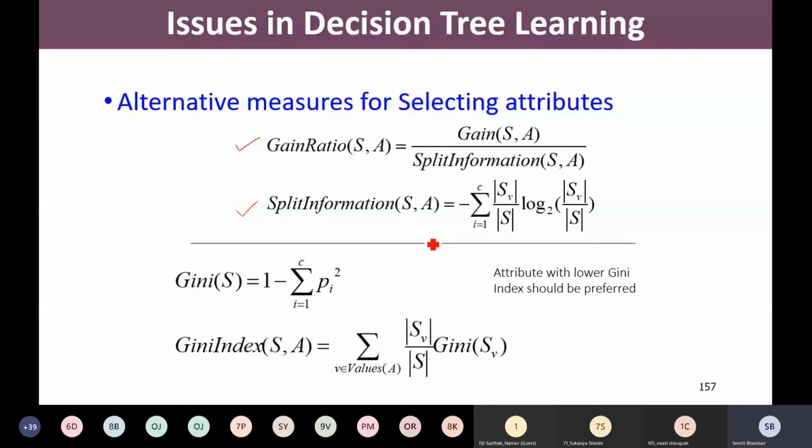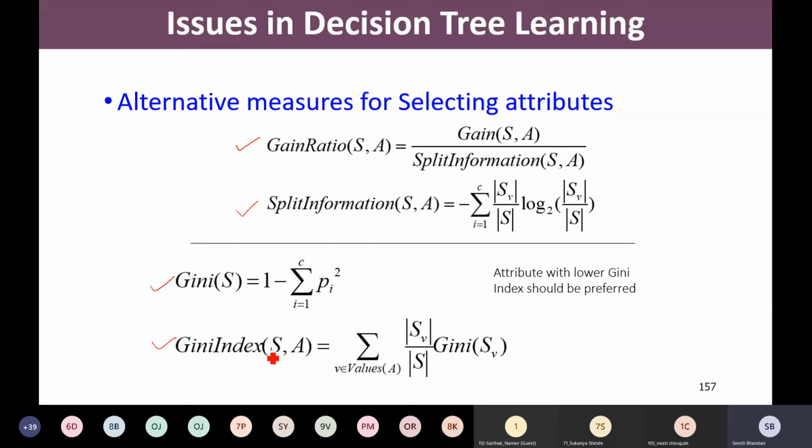So it is not mandatory always to make use of gain for selecting the attribute for the decision node, but instead we may go with some other alternative measures. One of such measures is the gain ratio. Another measure is the Gini index, right? So we may go with this Gini index instead of the gain.